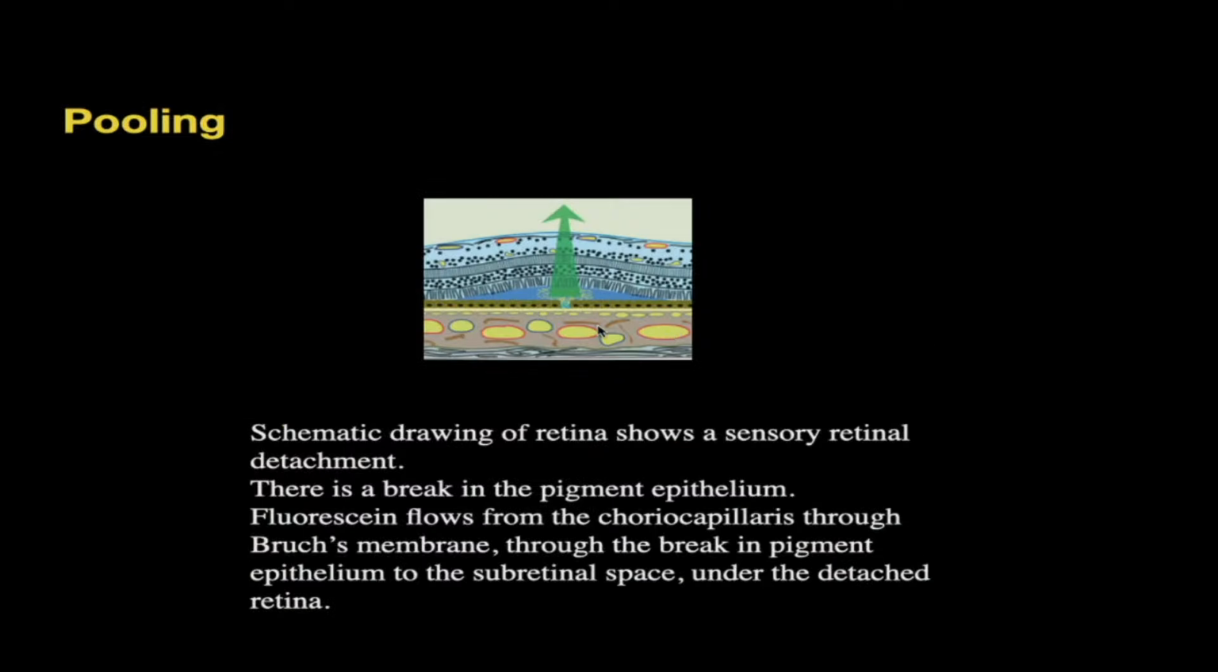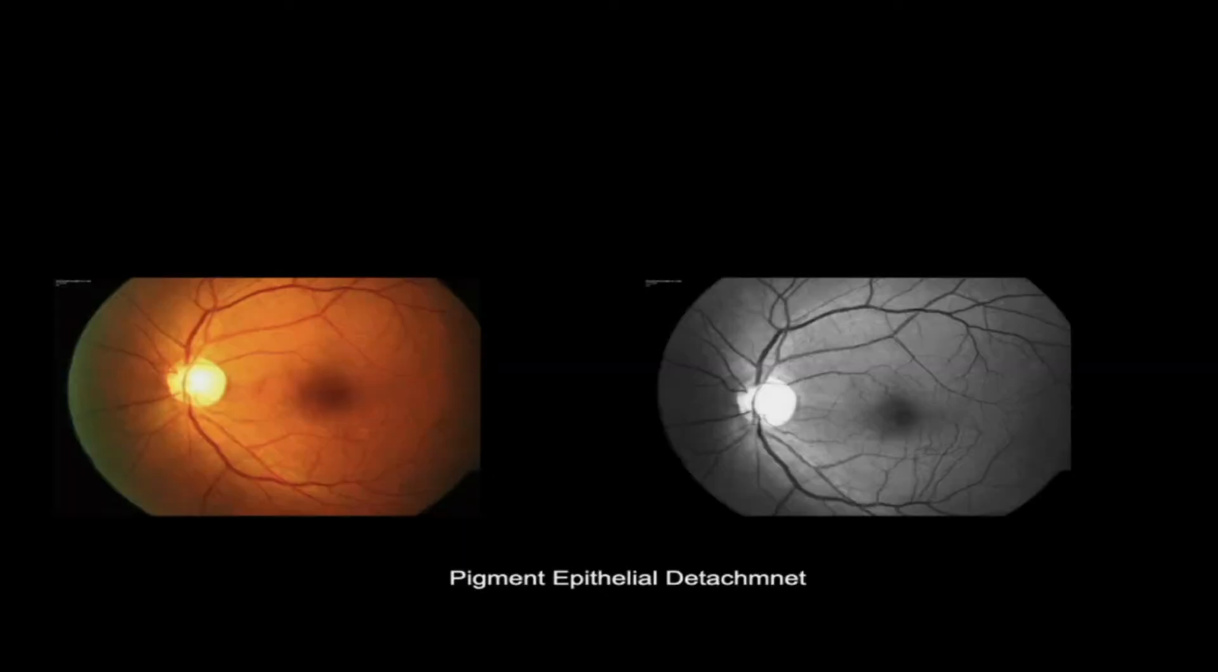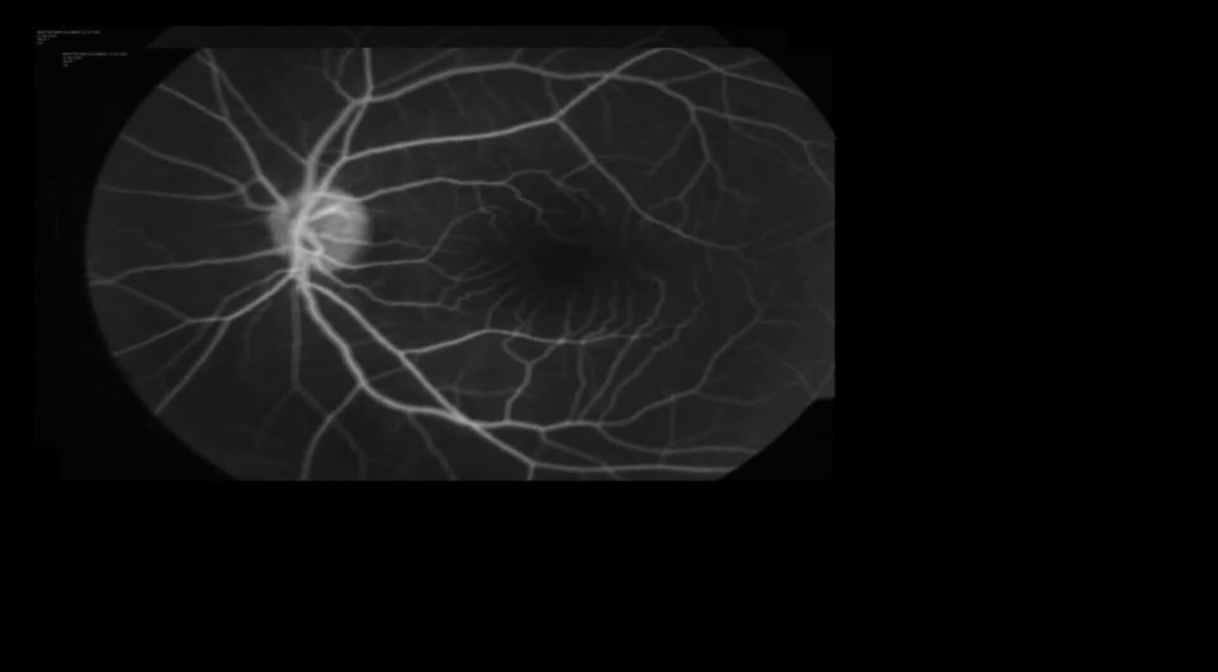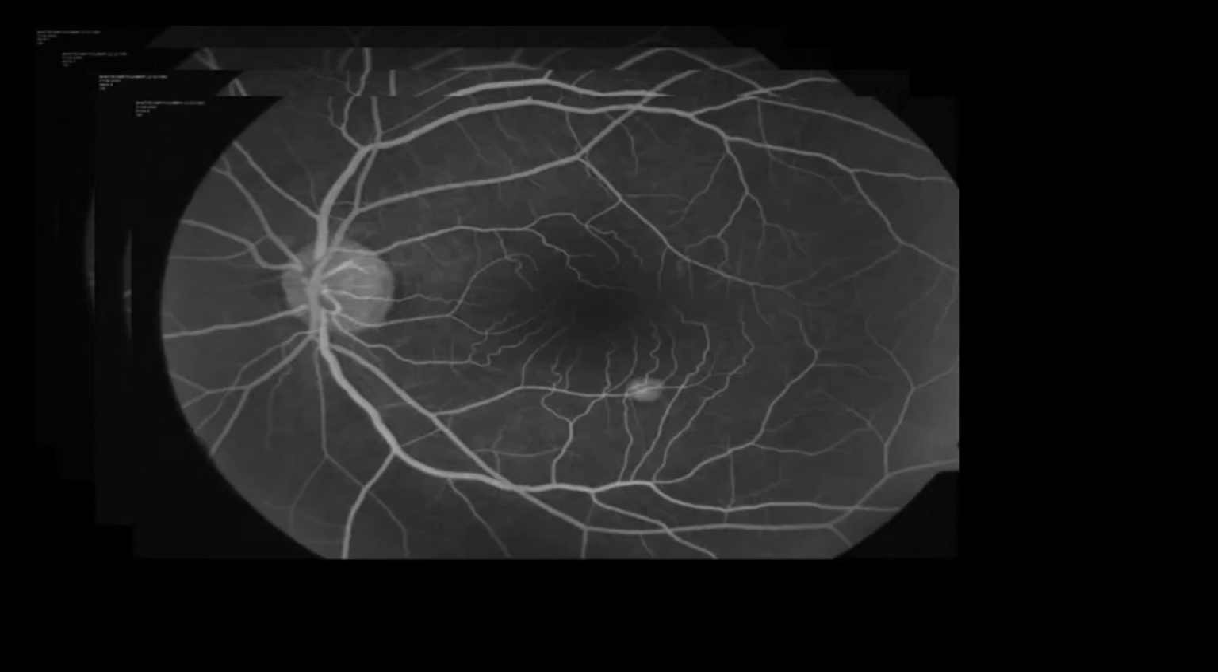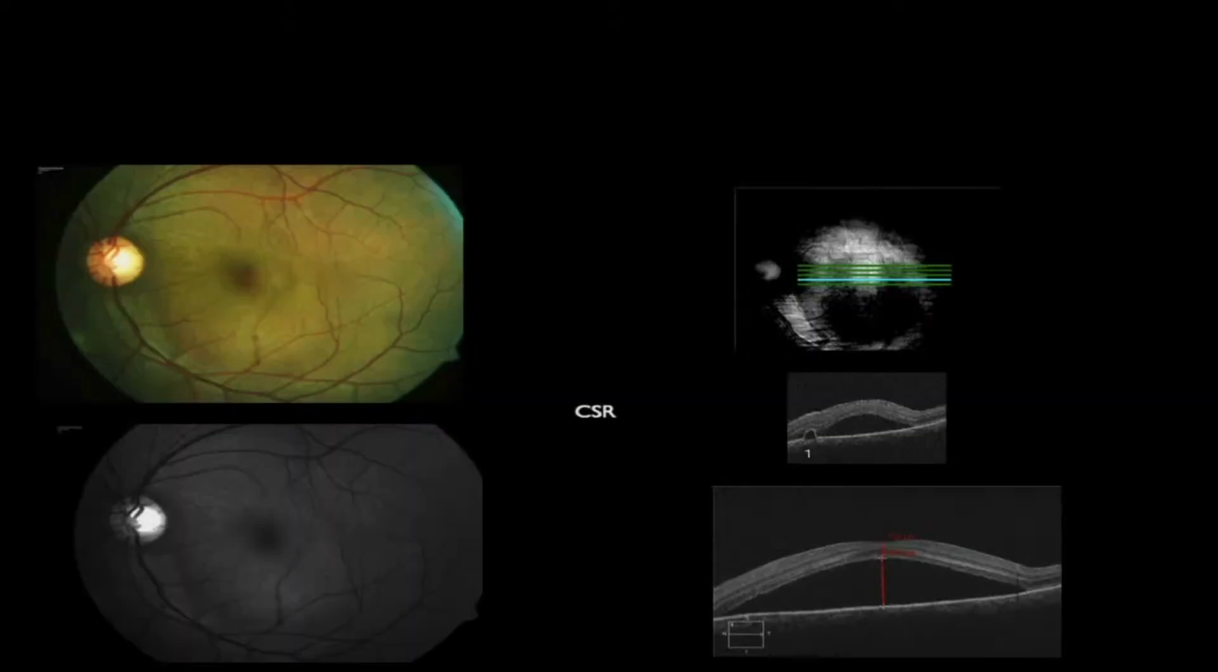This is a schematic diagram which shows sensory retinal detachment over here. There's a break in the pigment epithelium, and because of this, the fluorescein moves through this break and then into the subretinal space. As you can see over here, it's not very obvious, but there is a yellowish lesion. And when you do an angio, there's hyperfluorescence which has a very defined size. The margins are very clear, there's no fuzzy margin. The margins remain the same, the size remains the same, and the intensity remains the same. So again, this is essentially a pigment epithelial defect.